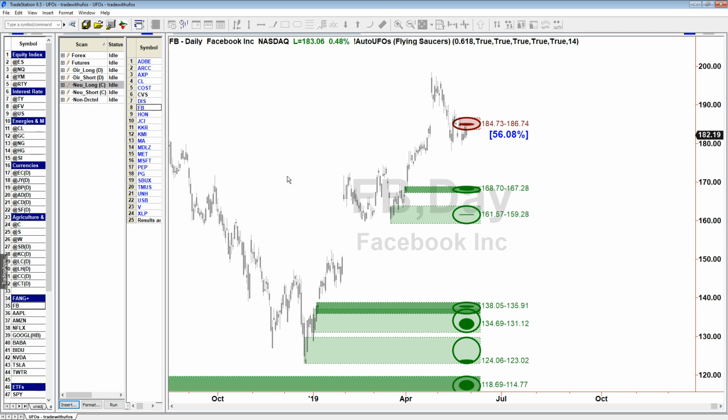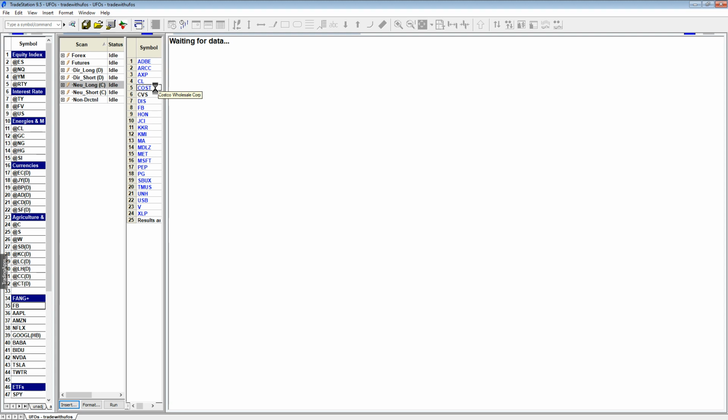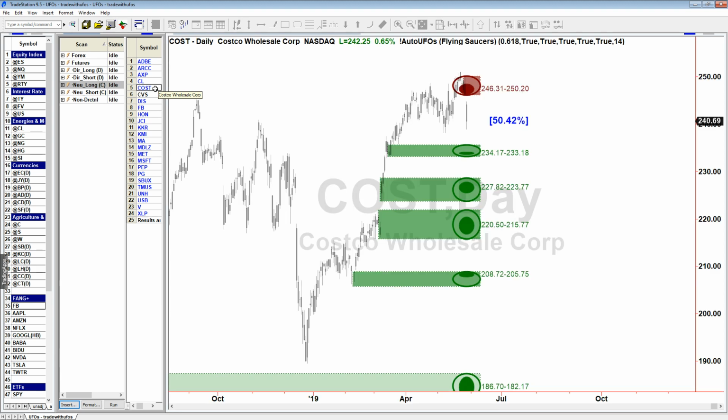So what do we have with Facebook? Well, with Facebook, we are inside of a red UFO, and this is an opportunity to go long. I don't think it's a good idea to go long in the middle of a red UFO, so we'll pass on that one. Costco, let's see what happens with Costco. That one could be okay. I'll look at it later, in the sense that we are kind of in the middle of nowhere, so anything could be okay.